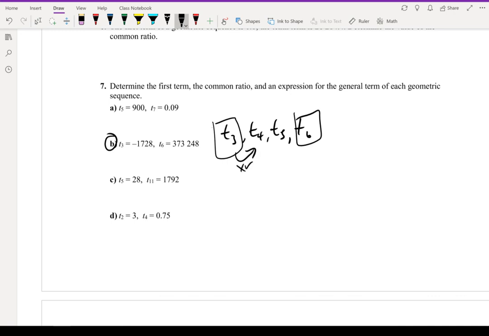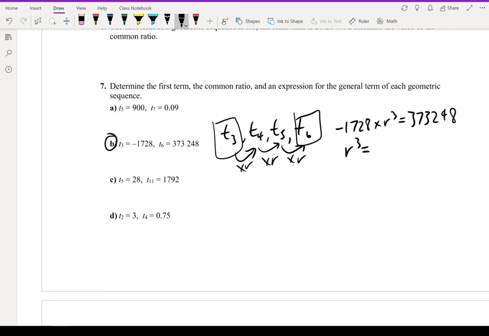What happened is that multiplied by r, that multiplied by r, that multiplied by r as well. So it's r to the power 3, r cubed. Okay, so I'm going to write that down. Negative 1728 times r cubed is equal to 373,248. Okay, and so we have r cubed is equal to, divide that by negative 1728.